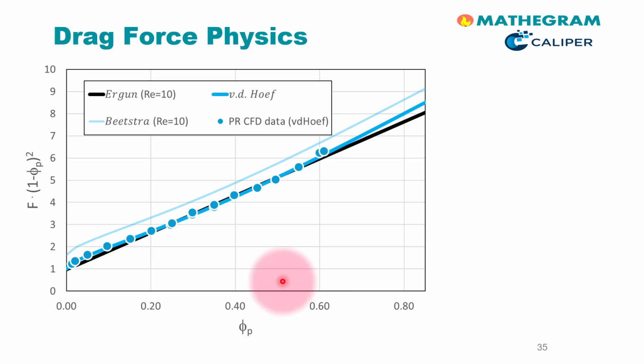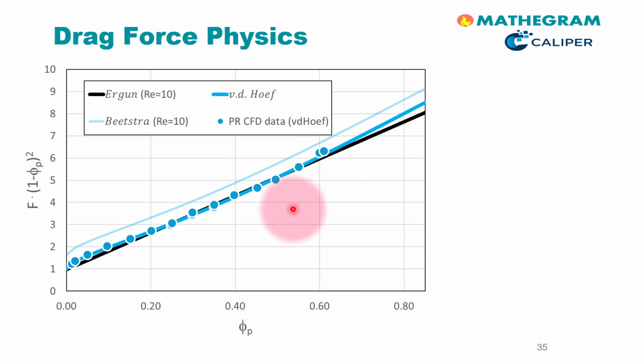Let us now plot these correlations as a function of the particle volume fraction. This is exactly what is done here on this slide with a minor tweak. We plot the product of f and (1 minus phi p) squared, as you see here on the label for the y-axis. This is because, as you might have noticed on the previous slide, the leading term in the correlation is then exactly linear in phi p, which is very helpful, for example, for visualization purposes.